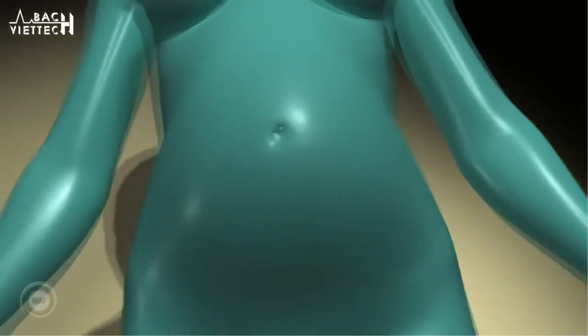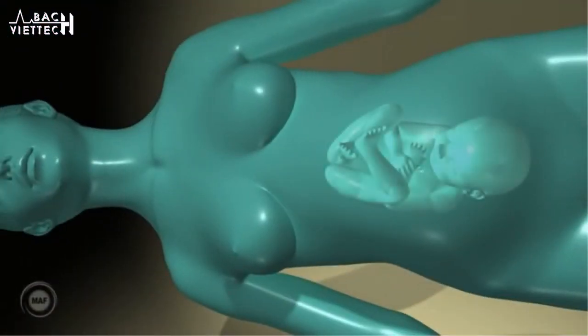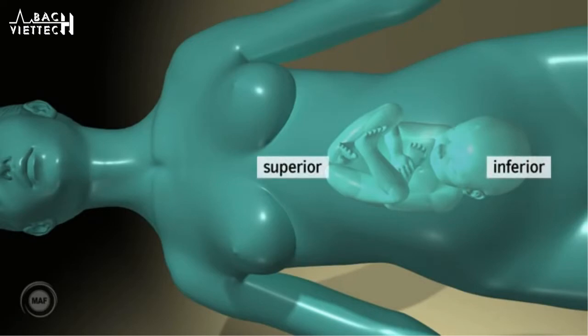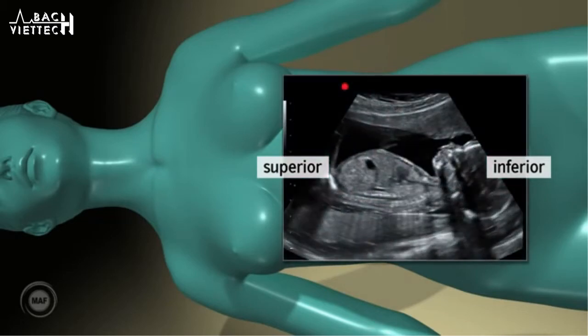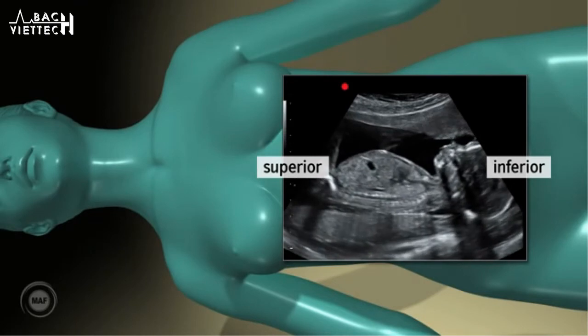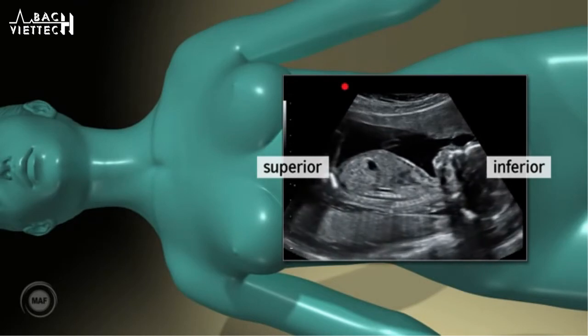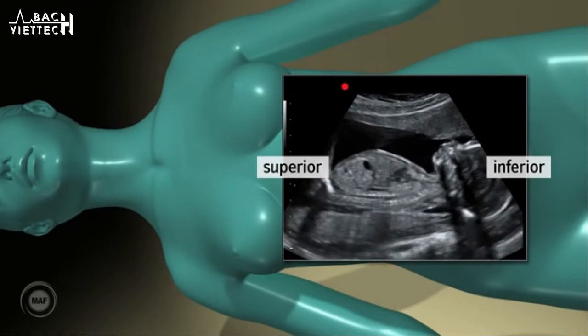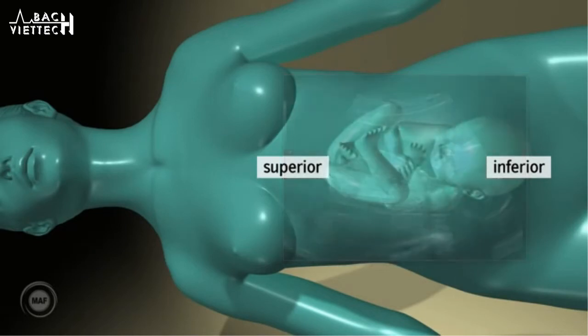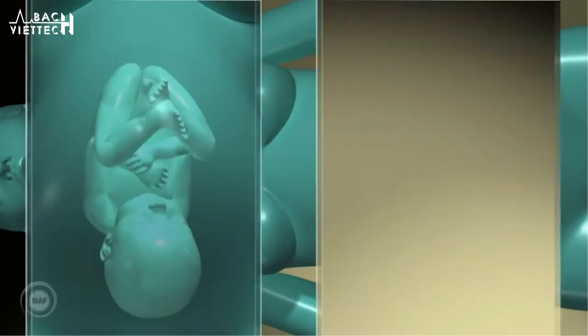and relate it to the dot on the screen in order to interpret the image. In the longitudinal plane, the left side of the screen represents the superior part of the mother, and the right side represents the inferior part of the mother. So when scanning in the longitudinal plane, the mother's head is represented to the left of the screen and her feet to the right. The location of the dot on the screen should correspond.